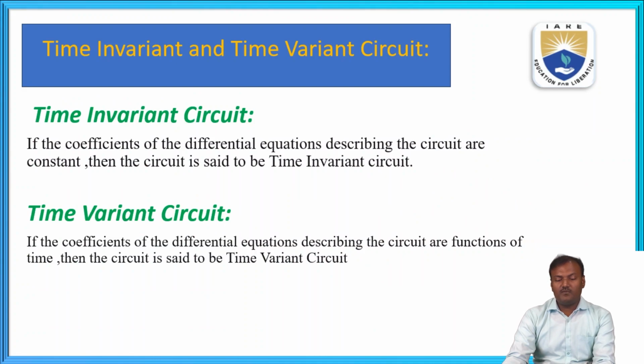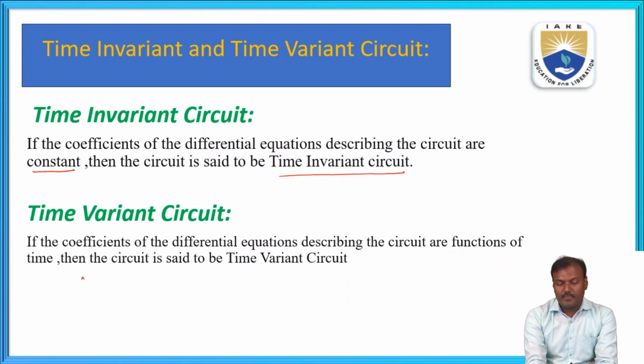Next one is time invariant and time variant circuits. If the coefficients of the differential equation describing the circuit are constants, then the circuit is said to be a time invariant circuit. And a time variant circuit is one where the coefficients of the differential equation describing the circuit are functions of time.